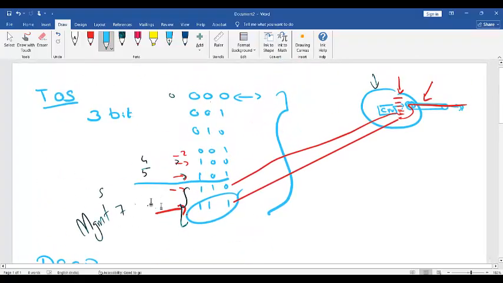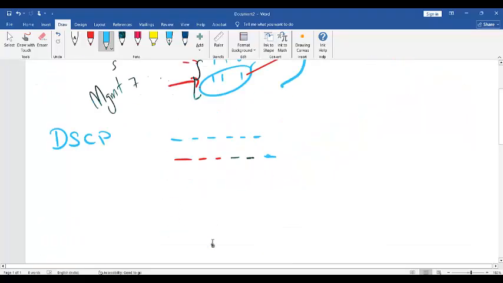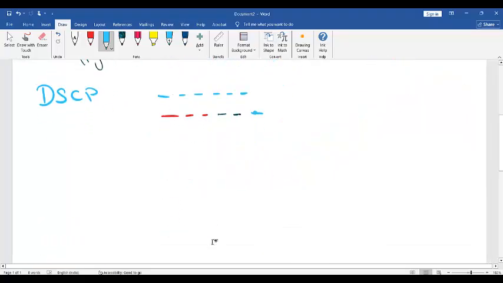6 and 7 are reserved, I told you. It means recommended not to use. Here you have only a few prioritization levels, only 0 to 5. But in DSCP you got more bits, so more levels, and you can be more granular. DSCP, Differentiated Service Code Point.